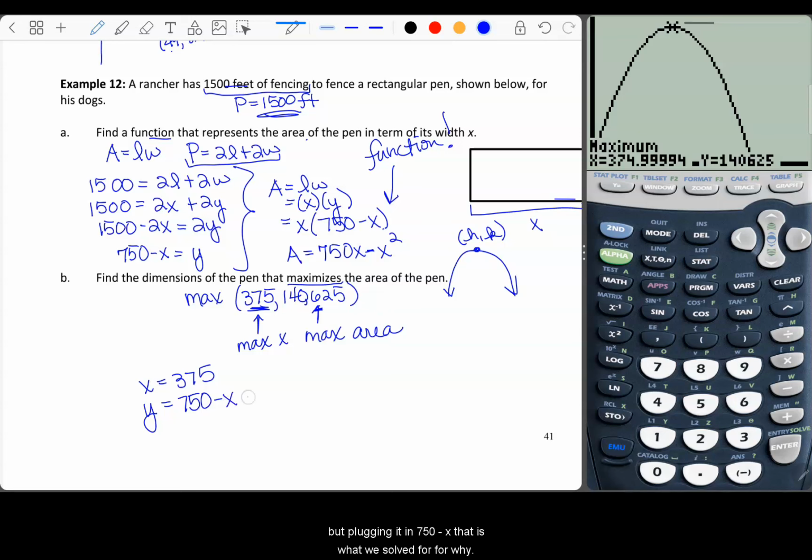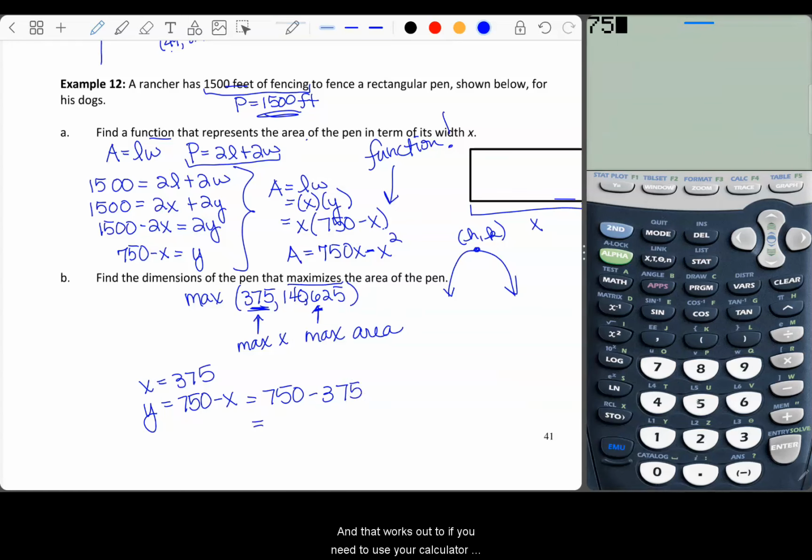Plugging it in, 750 minus X, that was what we solved for Y. If you need to use your calculator, just tap in 750 minus 375, and that works out to 375.